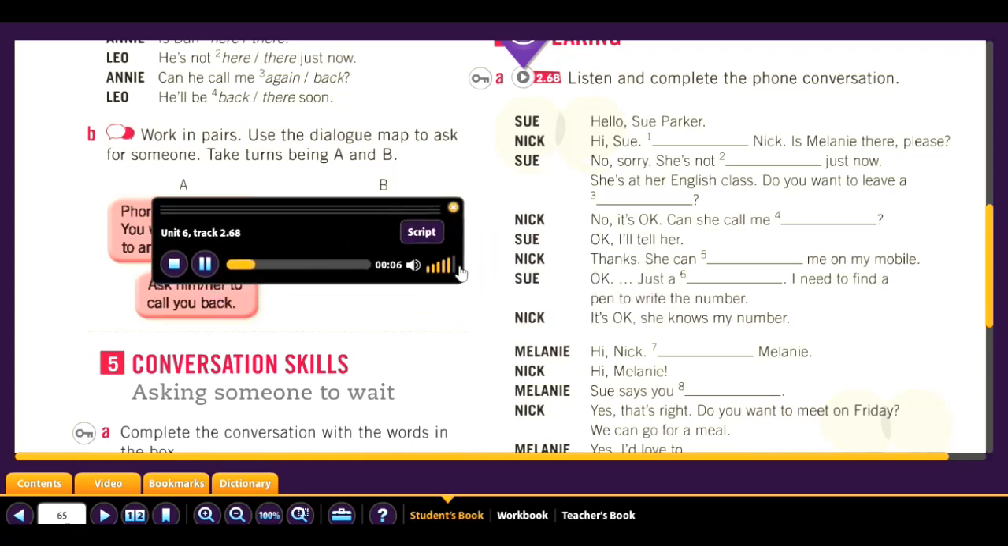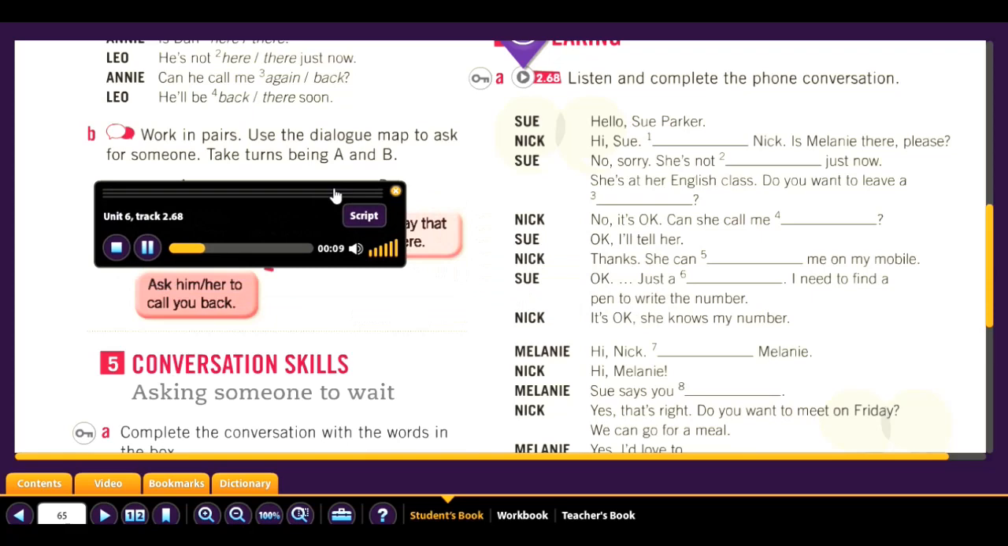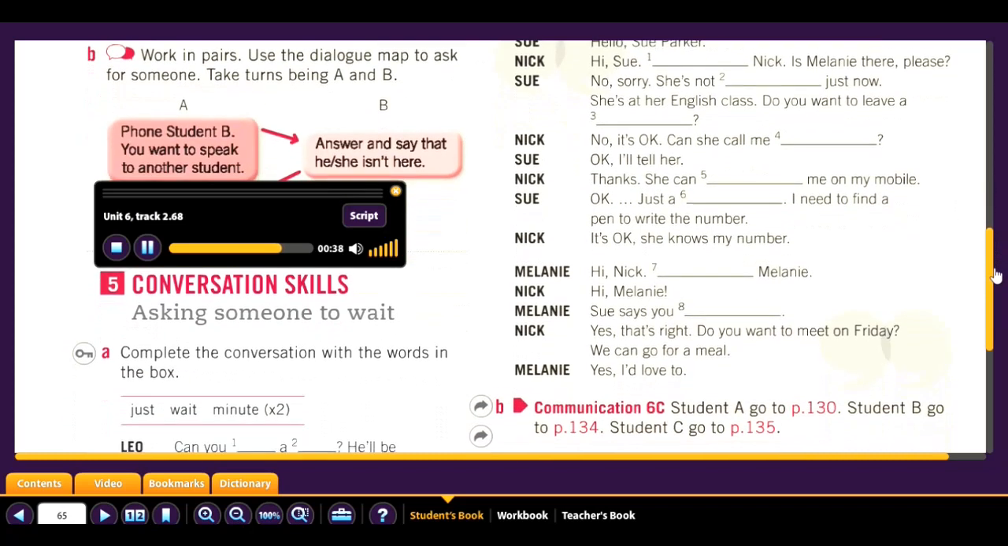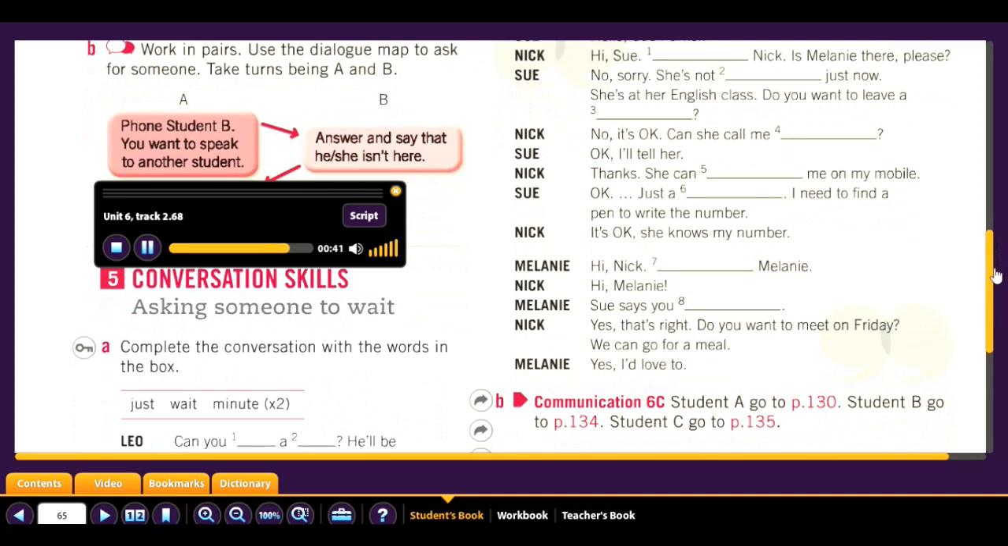Track 2.68. Hello, Sue Parker. Hi, Sue. It's Nick. Is Melanie there, please? No, sorry. She's not here just now. She's at her Spanish class. Do you want to leave a message? No, it's okay. Can she call me back? Okay, I'll tell her. Thanks. She can call me on my mobile. Okay, just a minute. I need to find a pen to write the number. It's okay, she knows my number. Hello? Hi, Nick. It's Melanie. Hi, Melanie. Sue says you phoned. Yes, that's right. Do you want to meet on Friday? We can go for a meal. Yes, I'd love to.